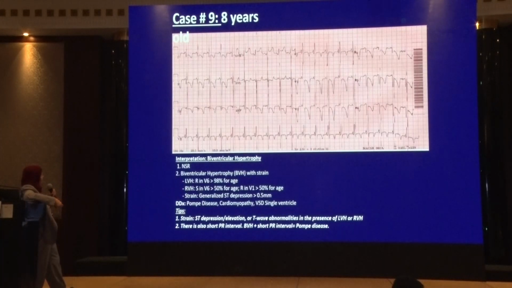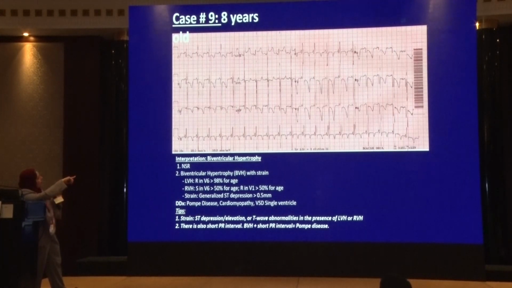So this patient has something in his ventricles. Yes, this patient has biventricular hypertrophy. This patient is in normal sinus rhythm. He has biventricular hypertrophy. Why? Because as we said, if we look at the R wave in V1, this will give us an idea about the right ventricle. The R wave should not be this high in V1.